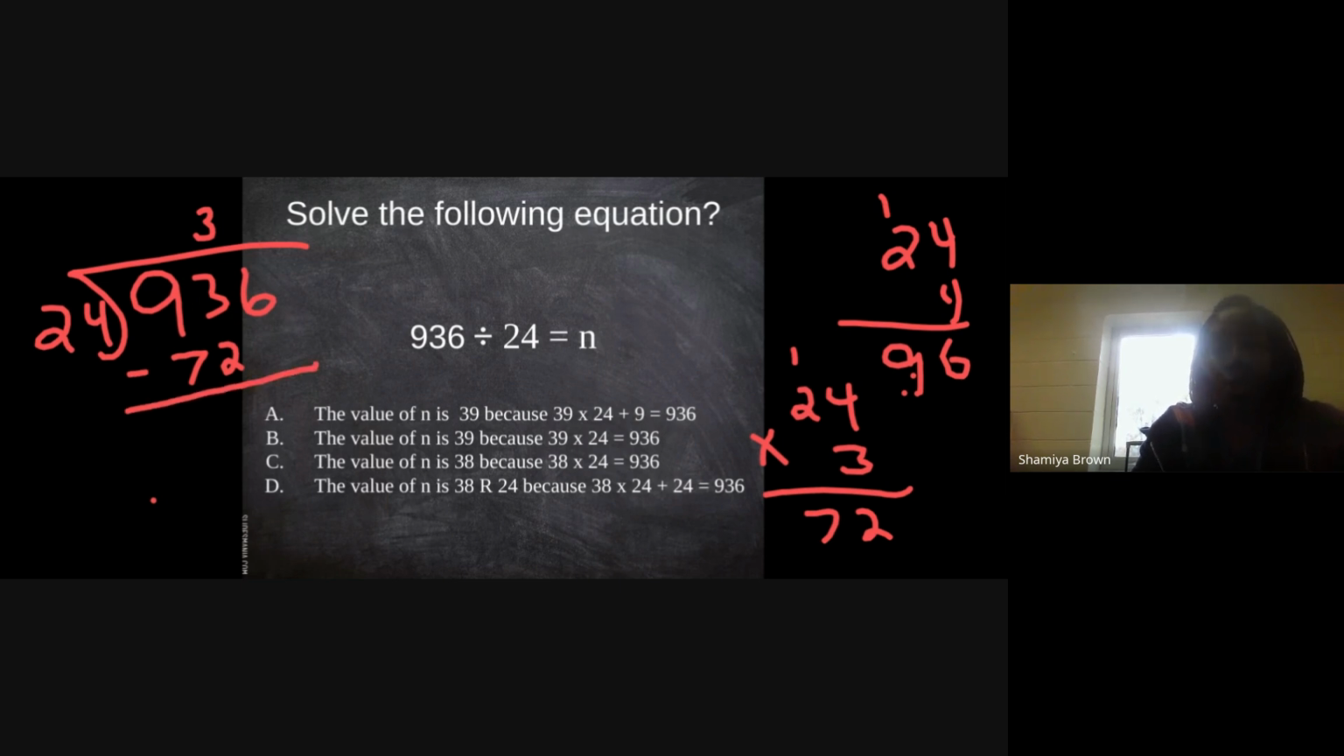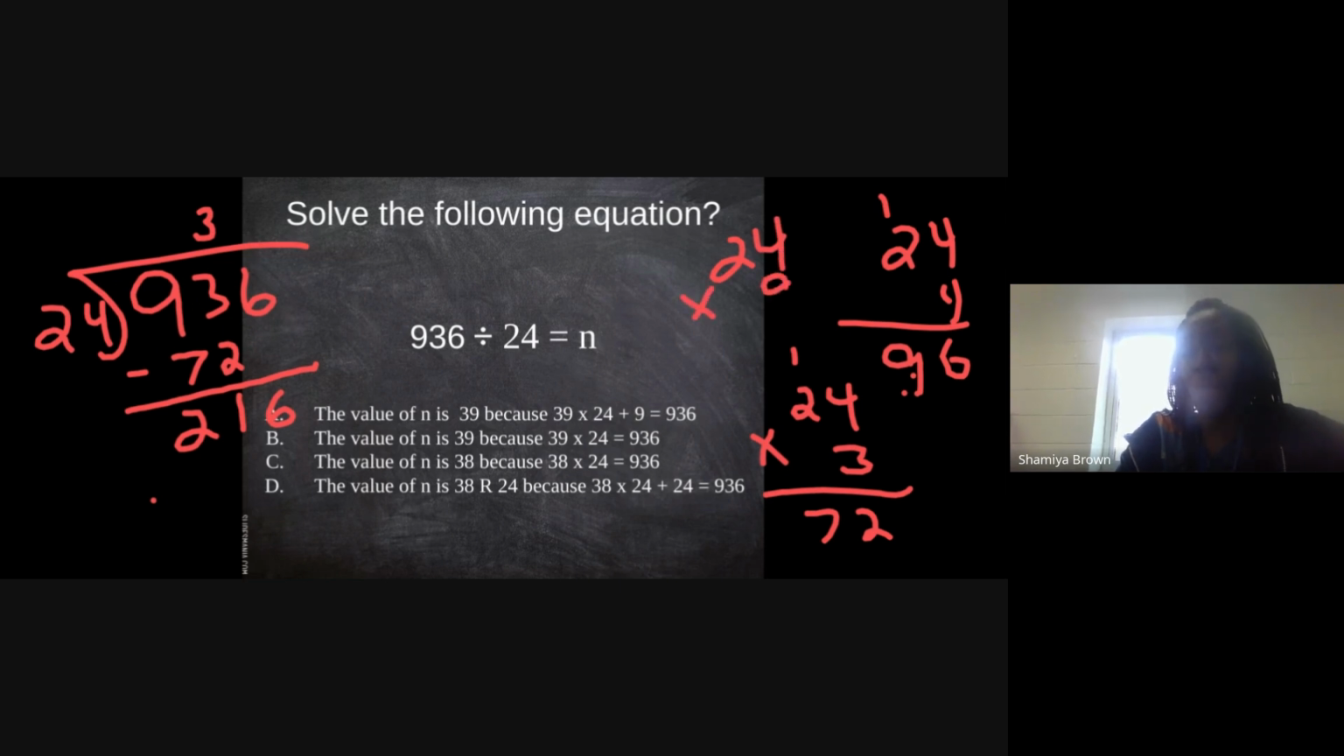3 minus 2 is 1. 9 minus 7 is 2. Then I bring down my 6 right here. Now I have to find out how many groups of 24 I can get out of 216. So I'll try something. I want to try something big on this one because that's a long way. So I'll try 9. 24 times 9.